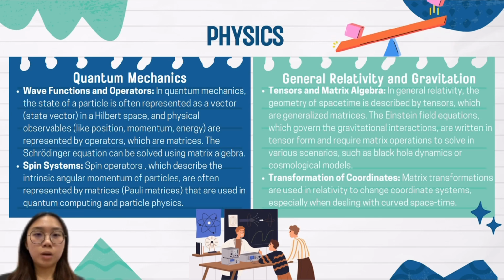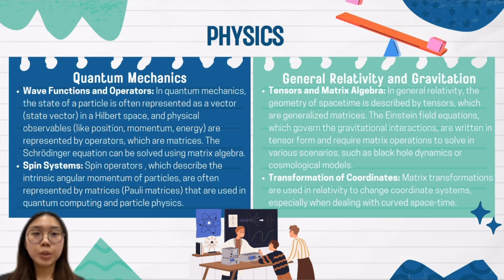Next is about general relativity and gravitation. In general relativity, the geometry of space-time is described by tensors, which are generalized matrices. The Einstein field equations, which relate to gravitational interactions, are written in tensor form and require matrix operations to solve in various scenarios, such as black hole dynamics or cosmological models.